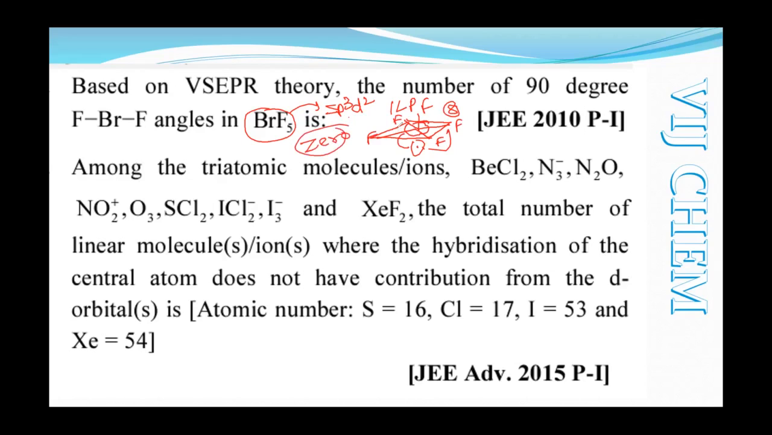Understood? Number of bond angles must be how much? 8 90° angles should be there. But because of lone pair repulsion, lone pair bond pair repulsion, it will not be exactly flat. It should bend like this. So because of that, all 90° angles will be lost. Okay. Answer is 0. Now try the next question.